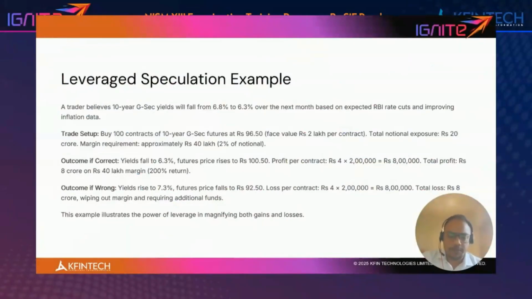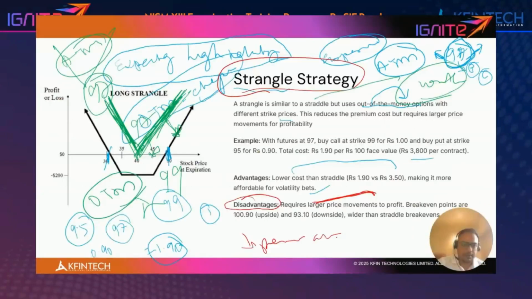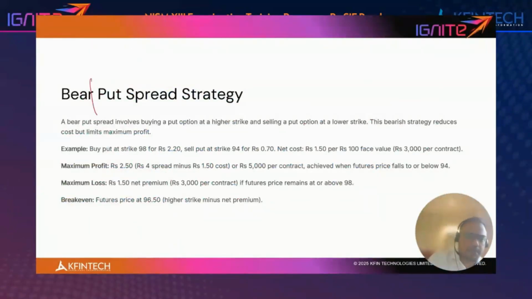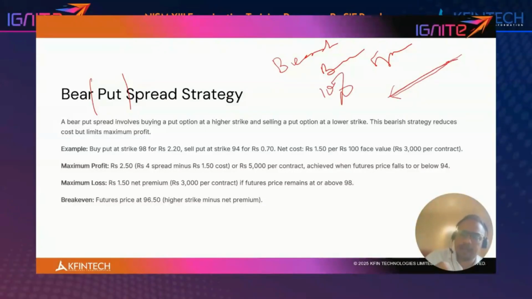So the very first one is, now let's see, bear put spread. Bear means bearish, obviously. Selling a put is again bearish. Spread is again the same. Now suppose I expect the bond to go down, but I'm not that bearish. I'm feeling that the current price right now is 98 and I feel that it will go down till 94. Not bearish much, but still bearish.